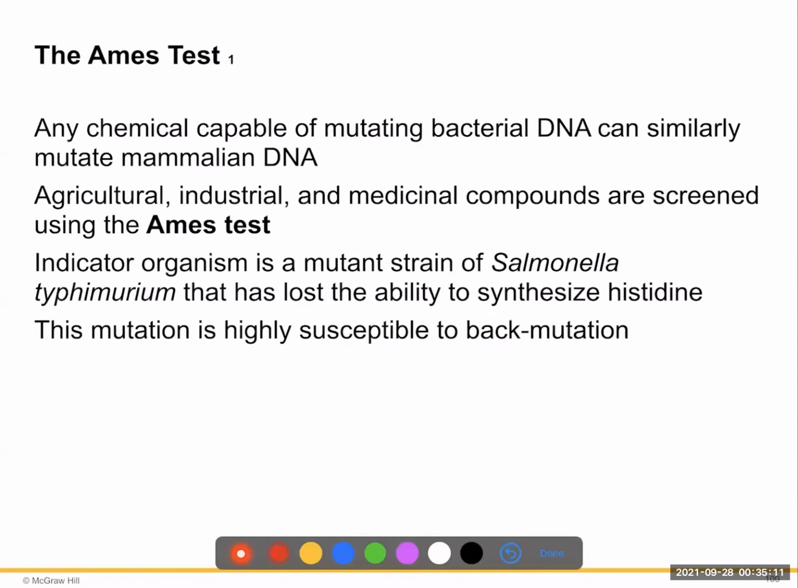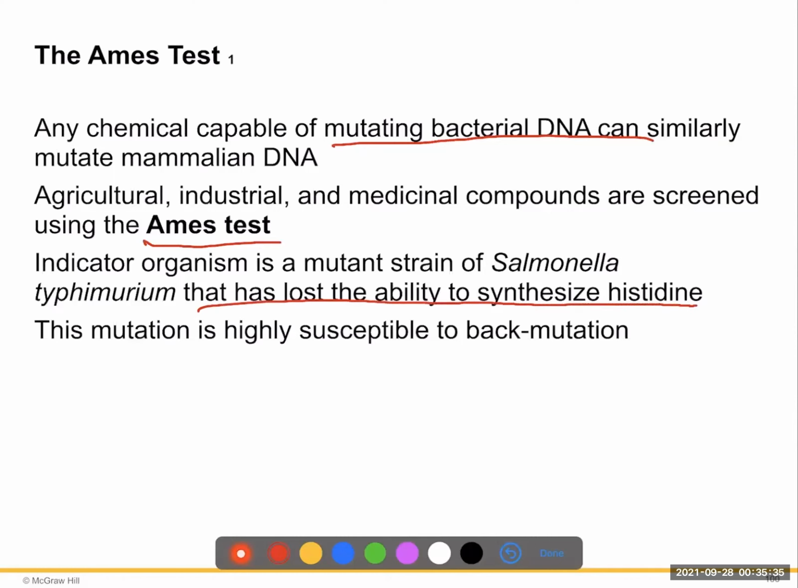We have what's called the Ames test. It uses a chemical capable of mutating bacterial DNA, and it can mutate mammalian DNA. In the agriculture industry, medical compounds are screened using this Ames test. The indicator organism is a mutant strain of Salmonella typhimurium that has lost the ability to synthesize histidine.